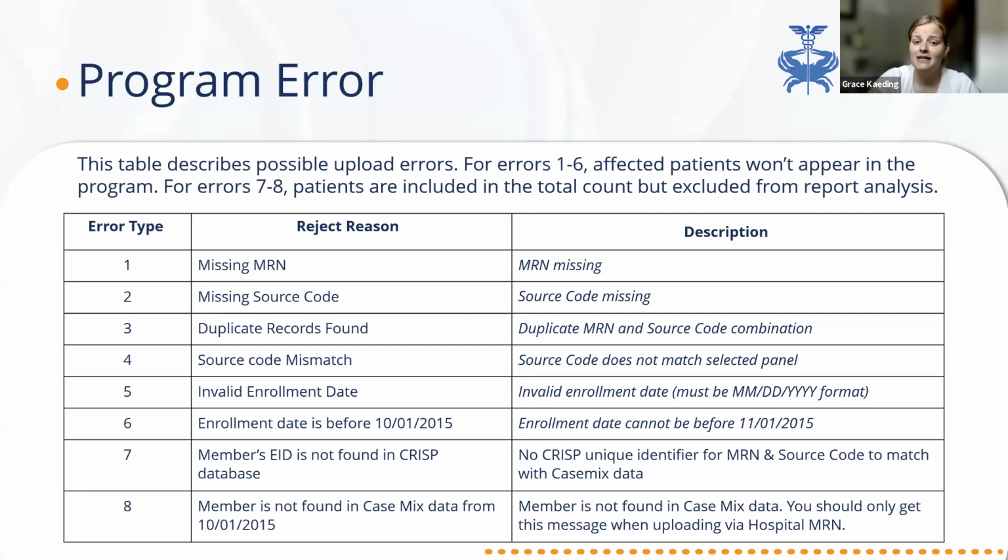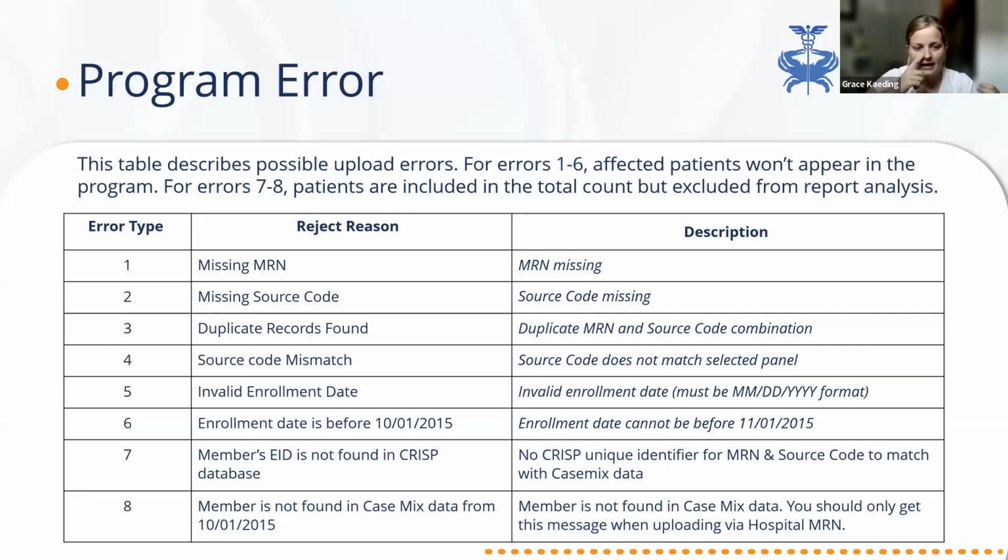And valid enrollment date. You need to make sure it's formatted correctly. The enrollment date cannot be before October 1st. Technically, it really can't be before November 1st, 2015, because we need enough case mix data run out to be included in pre-post, just so we have data for 1 month before that program enrollment date, which we'll get to in a second. And so these 1 through 6 will not appear in the report at all.